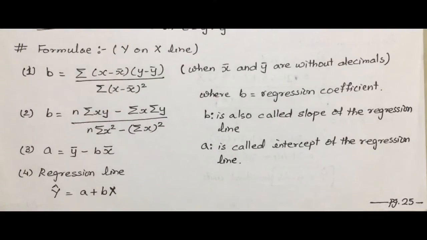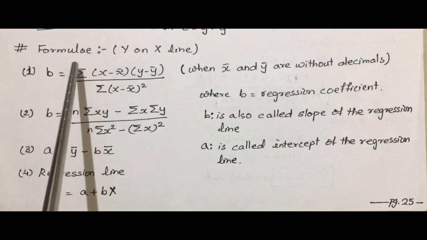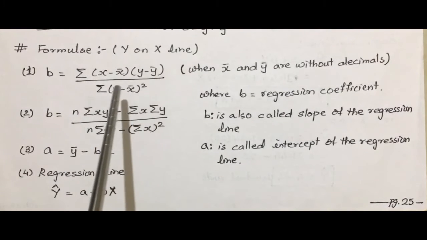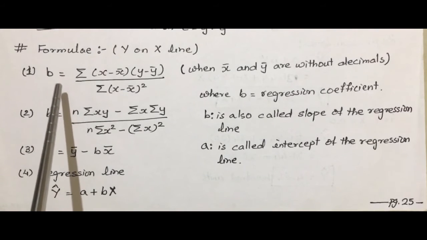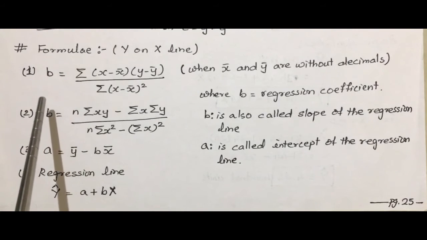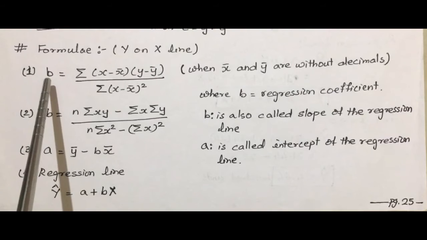Now we will see the list of the formulas that we are going to use to make the regression line, and the regression line will be y on x line. Now the formula will move in the sequence. First we need to calculate the value of b, which we call it as beta also.